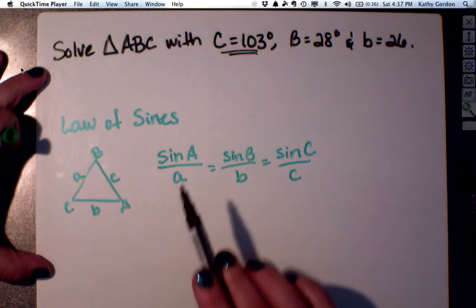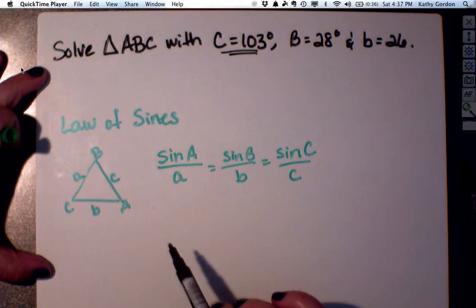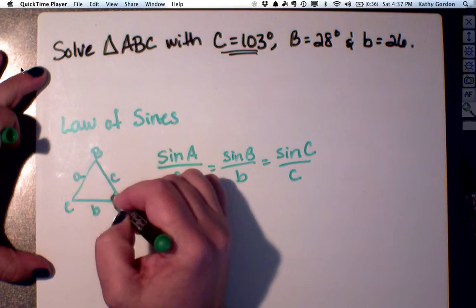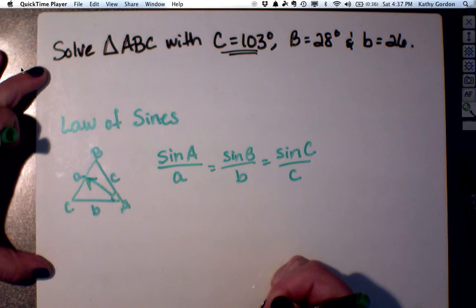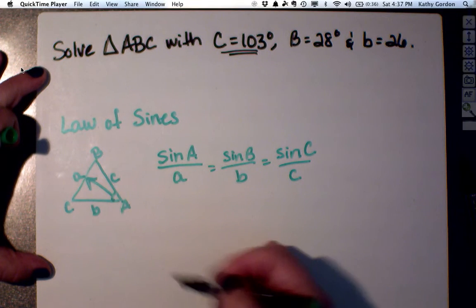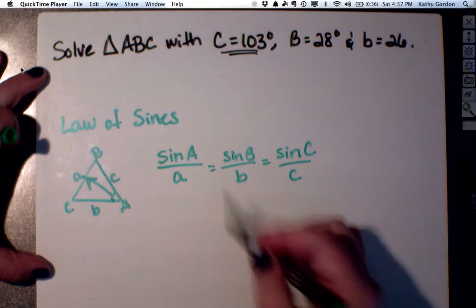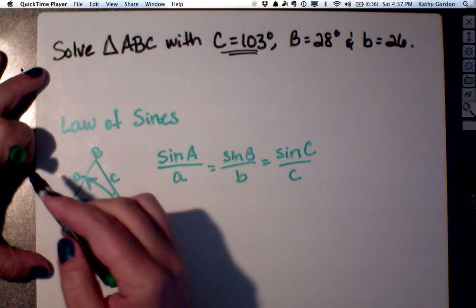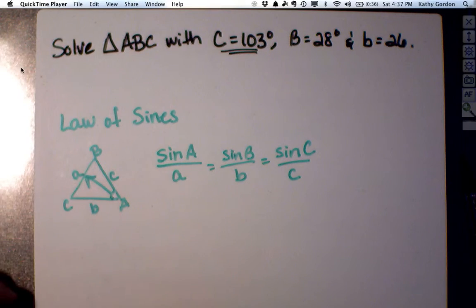So the law of sines works when I know some angle and the side opposite that angle. And then if I have one other piece of the triangle, I can set up a proportion that helps me find the missing piece. Okay, so this is what we're going to be using today, the law of sines, where we're using these ratios to set up proportions that will help us solve for the missing parts of the triangle.